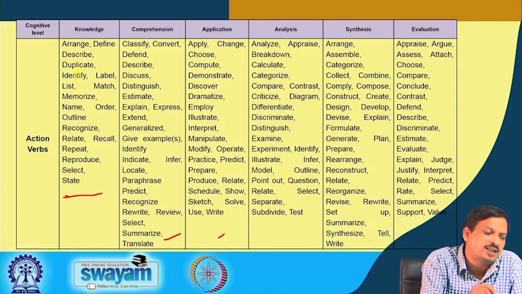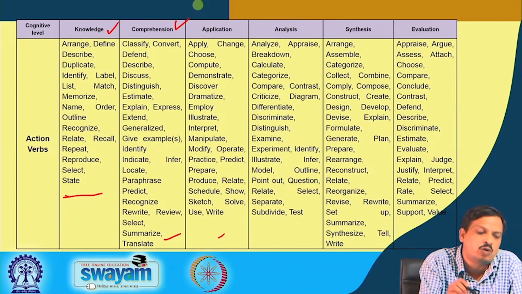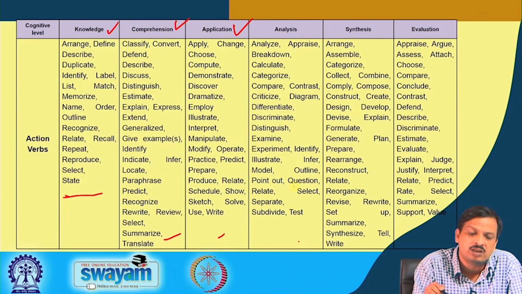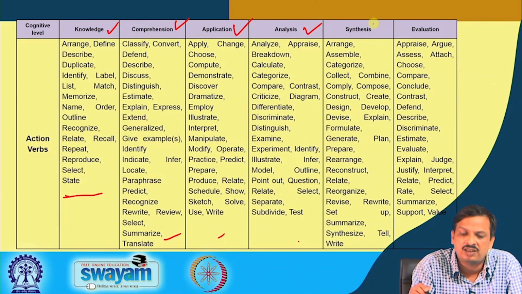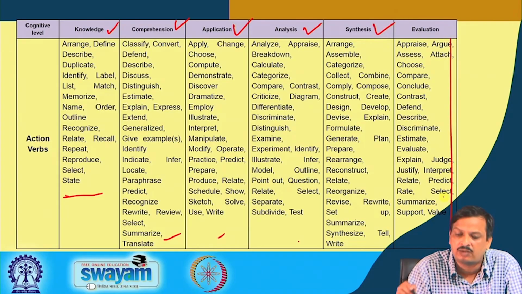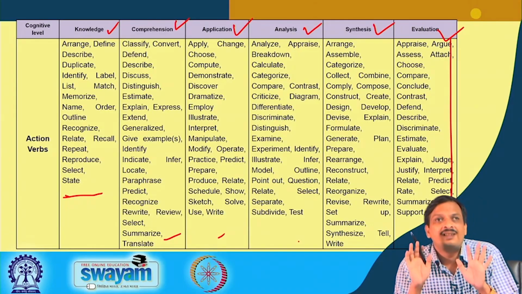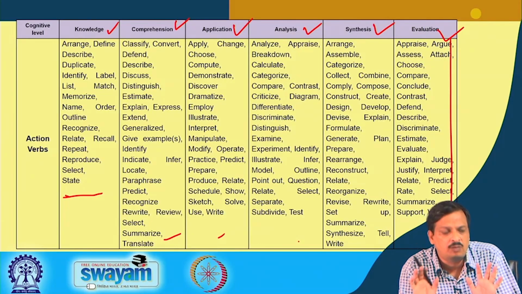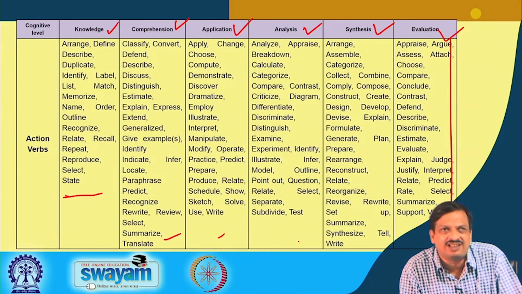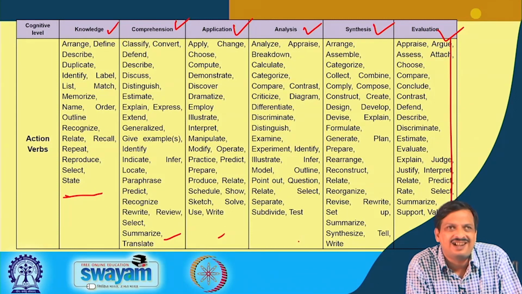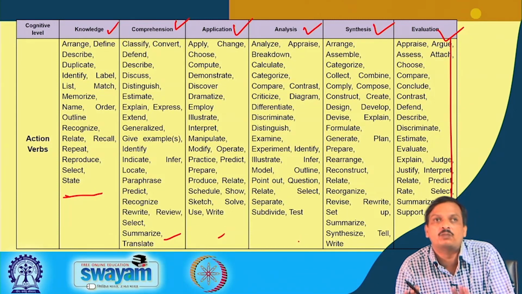So, those are the action verbs which belong to knowledge, those are the action verbs which belong to comprehension, those are the action verbs belonging to application, those are the action verbs for analysis, those are the action verbs for synthesis, and those are the action verbs for evaluation. Let us make some groups, but there may be some action verbs in this list which are scattered across multiple groups, it is possible.